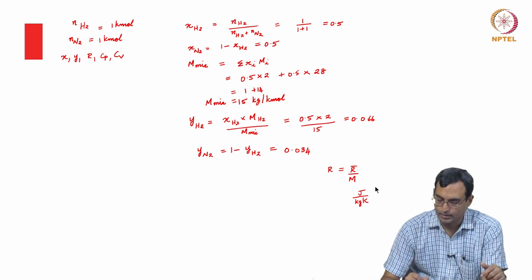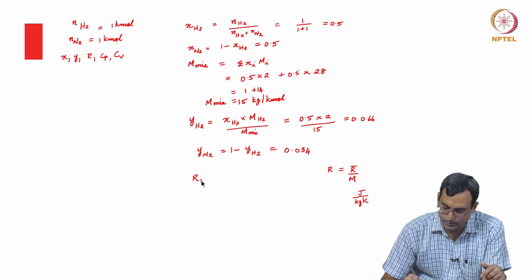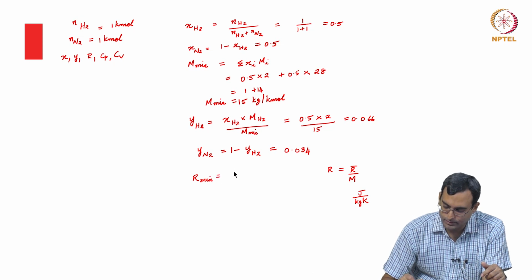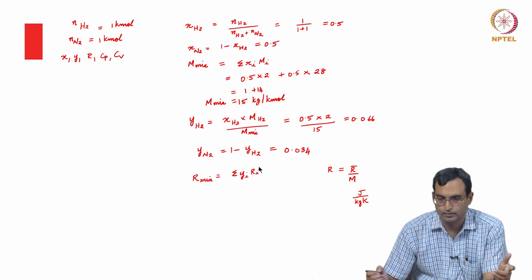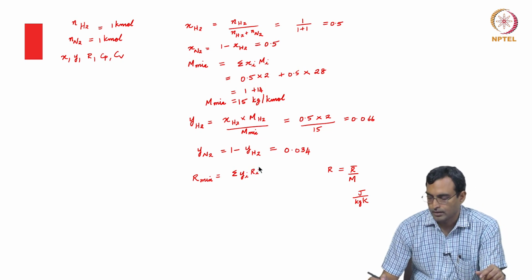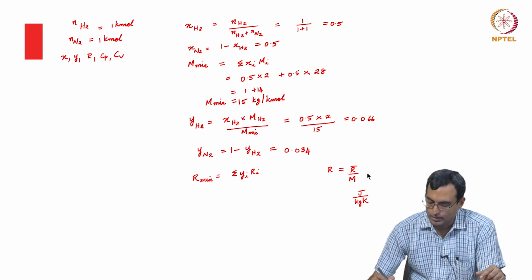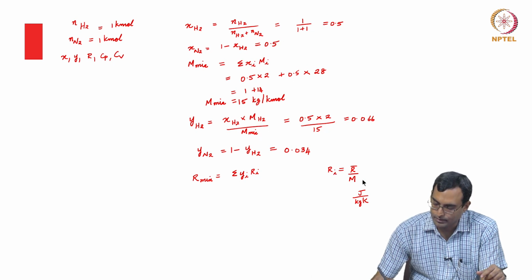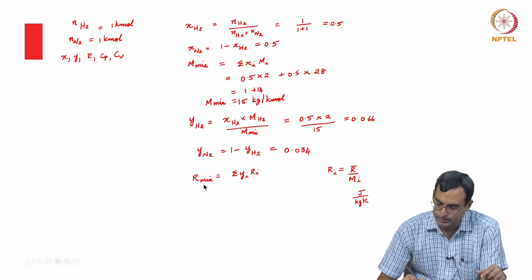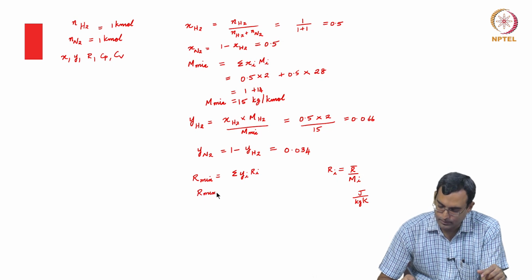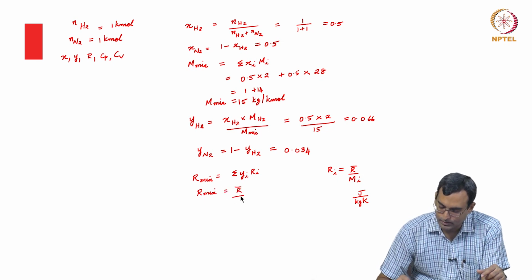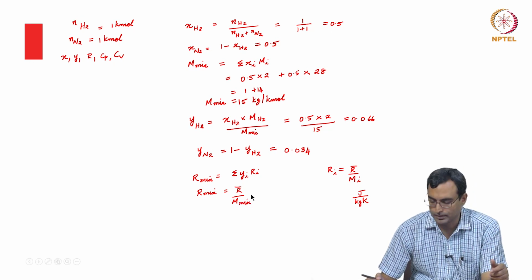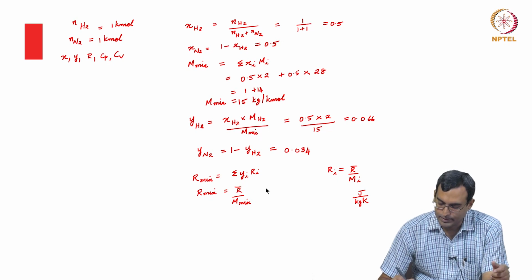So, it is something per kg. What I can do is find out R of the mixture as sigma of yi into Ri. I can do that, or by the same formula I can also find R of the mixture as R bar divided by the molecular weight of the mixture. I can do it in this way as well. This is possibly easier to do.